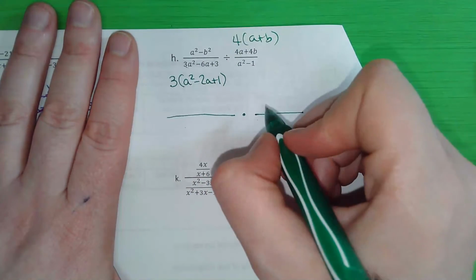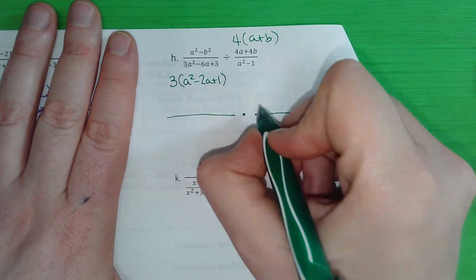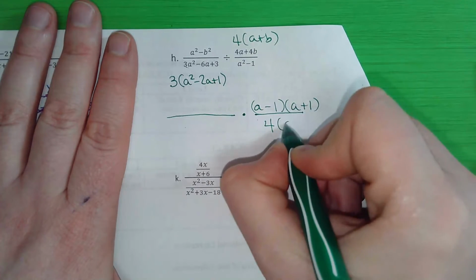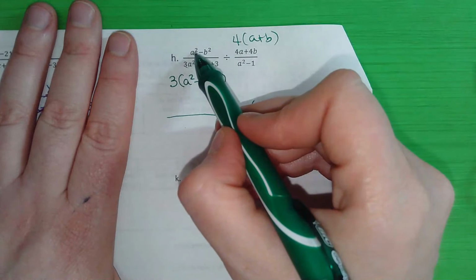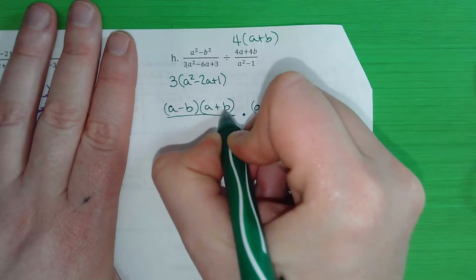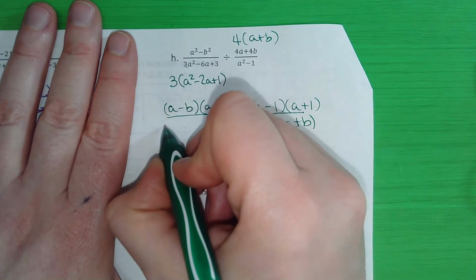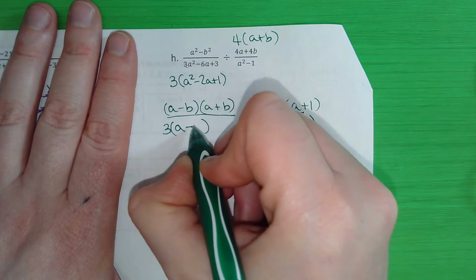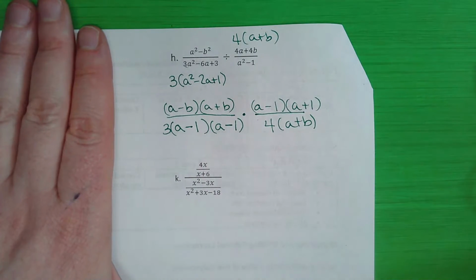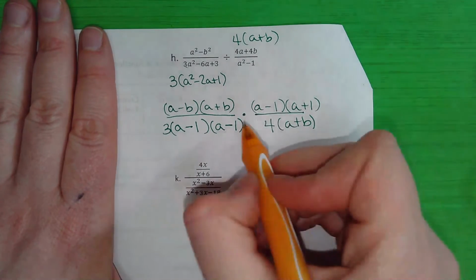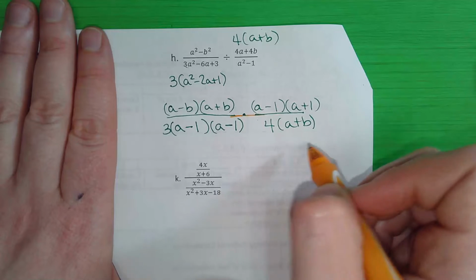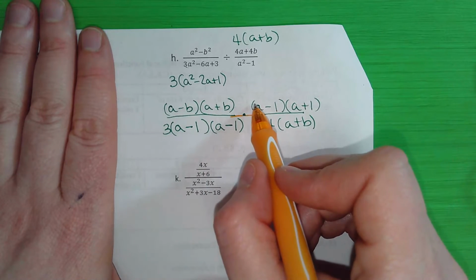So a squared minus 1 factors down to a minus 1 and a plus 1, and then that 4 times a plus b. Over here I have a squared minus b squared. I'm going to factor that out. That's a minus b, a plus b, and a squared minus 2a plus 1 factors down into a minus 1 and a minus 1. And then what I do, as from the multiplication video, is this is just one big fraction. So anything that's on the top, when you multiply, gets multiplied by other things. So anything on the left will get multiplied with the values on the right.